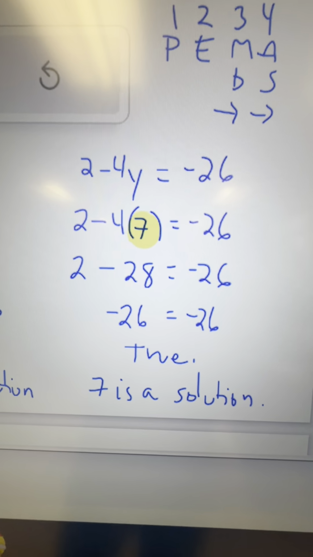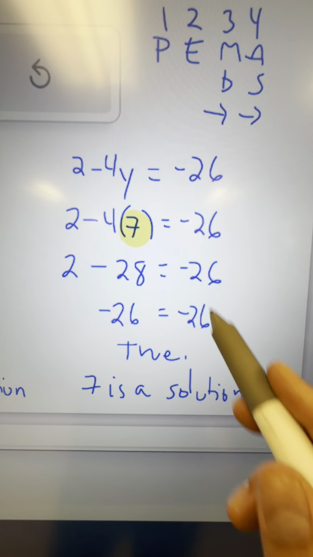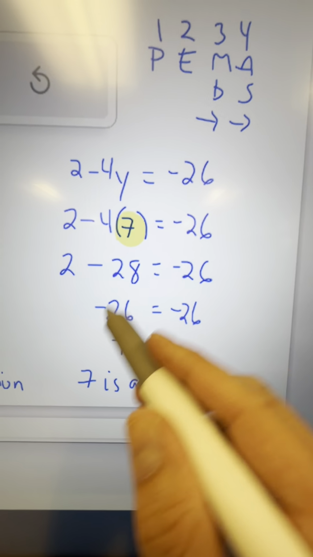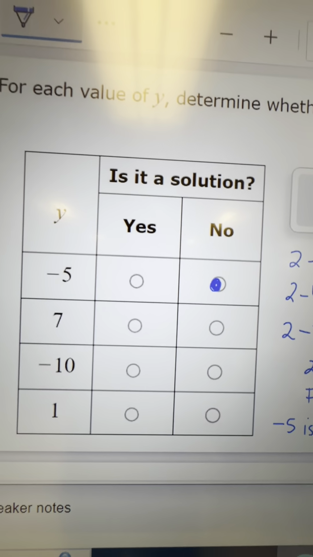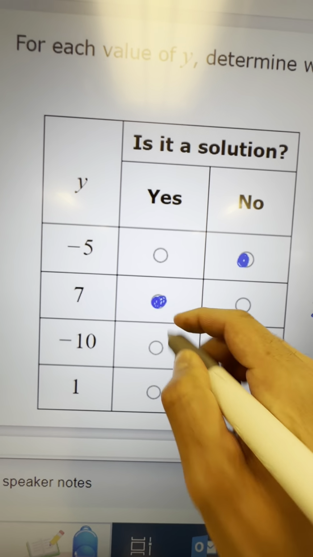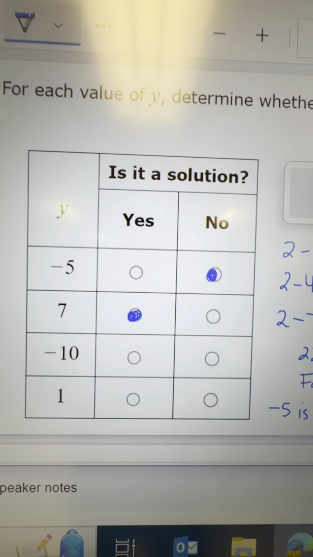So remember, we've been working with equations, and in an equation, we're looking for what balances the equation. You end up with the same thing on both sides. So it should be balanced. In this case, it is balanced. Therefore, 7 is my solution. So I go to my table, and I will choose yes. Yes, 7, it is a solution, right? And that's your final answer.